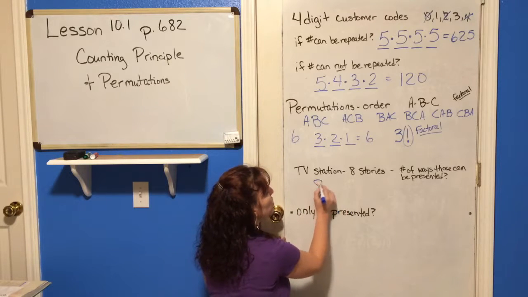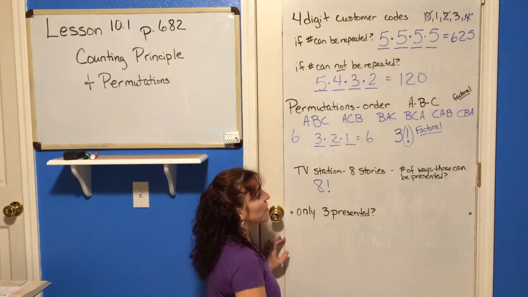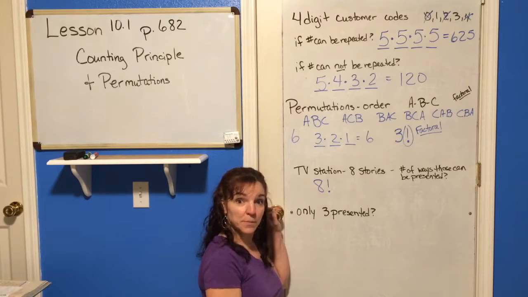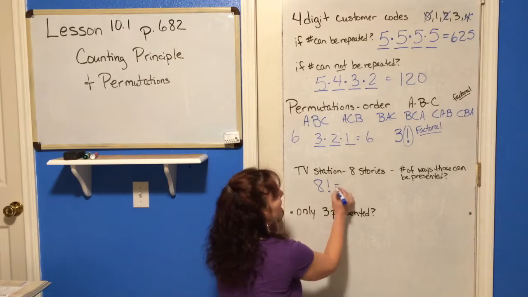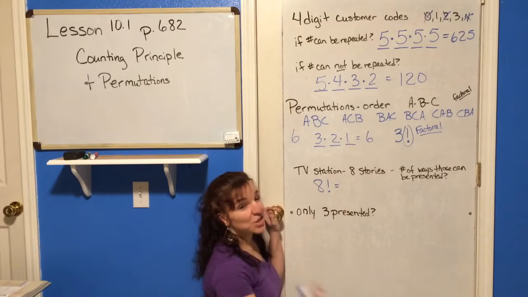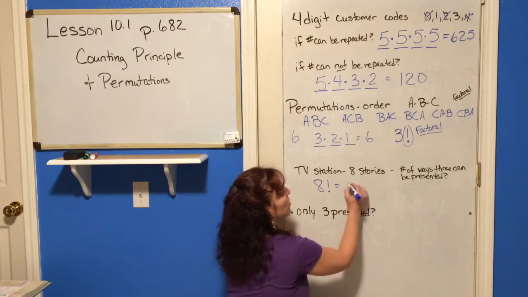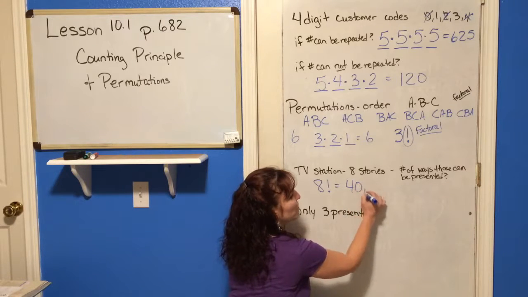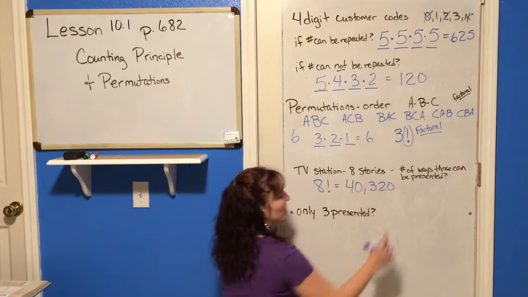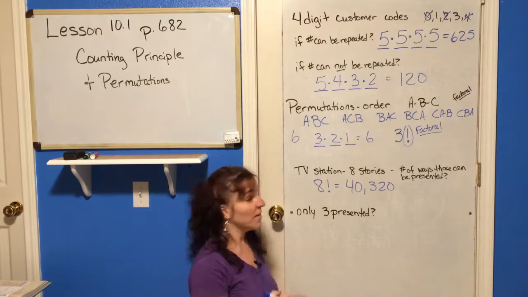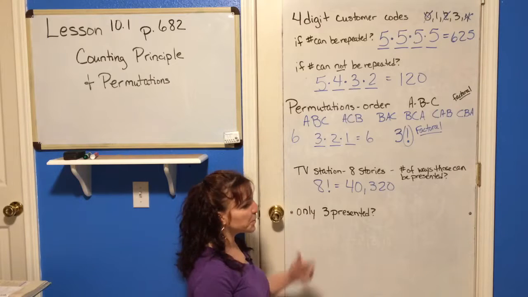So if the order matters, I'm simply going to say there are 8 factorial ways that these stories can be presented. Okay? So once you do that, what I would do is use that factorial button. Find it. 8 factorial is going to equal, because this is a huge number, 40,320. So that's 8 times 7 times 6 times 5 times 4 times 3 times 2 times 1. All right? That's what the factorial means.